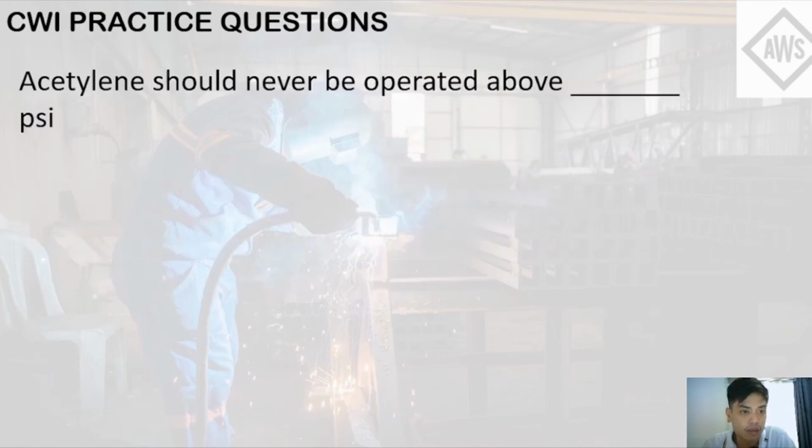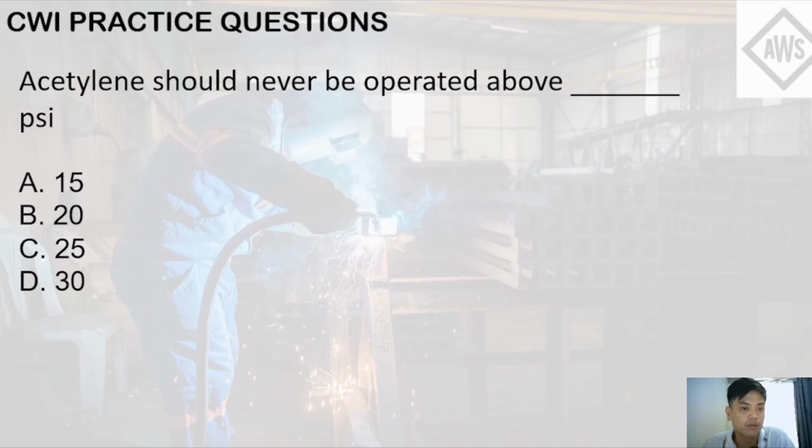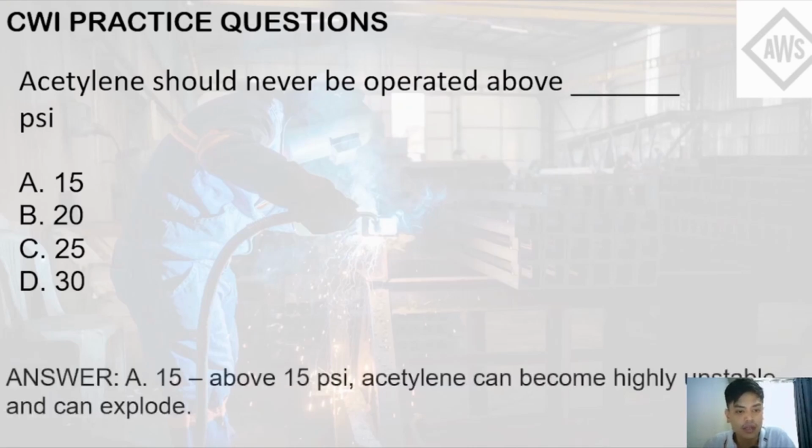Next question. Acetylene should never be operated above blank PSI. So what PSI is that? A, 15. B, 20. C, 25. D, 30. The answer here is letter A.